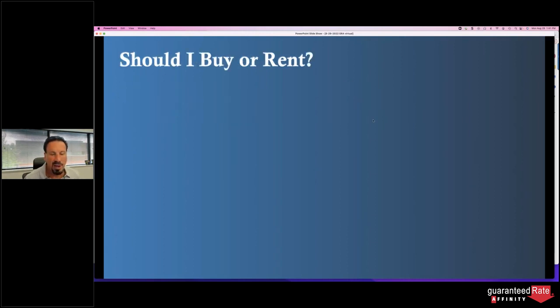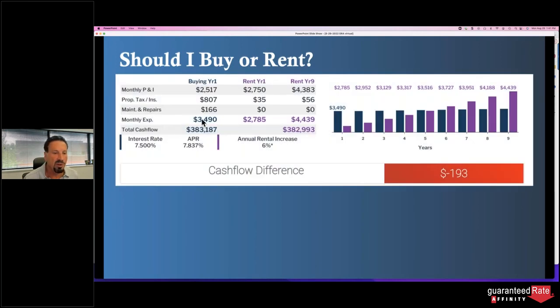Now, when somebody looks at it initially, they might say, oh my gosh, if I buy, it's $3,500 a month. If I rent, it's $2,700 a month. Forget it. I'm going to rent. It's much cheaper, right? Well, look at the purple line. That's your rental line. With that 6% increase, by year 5, you already break even, and then you're more expensive. Your cash flow difference over the 9 years is just about a break even.